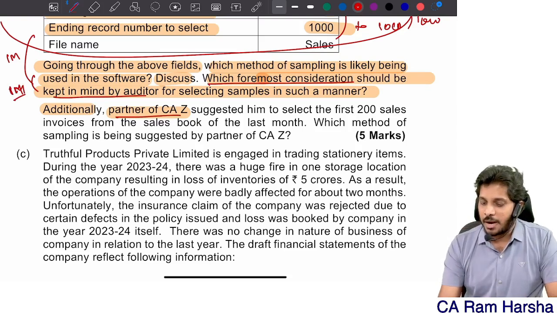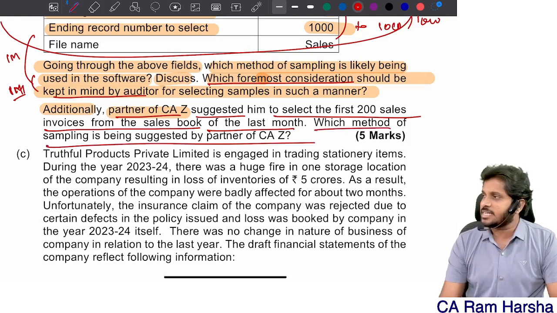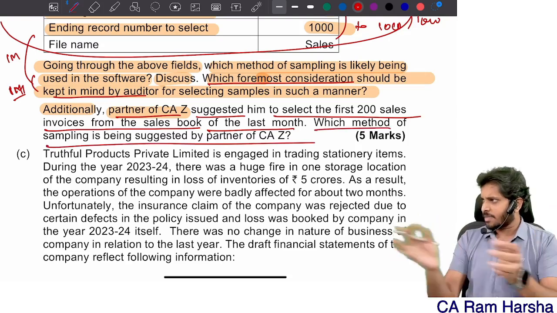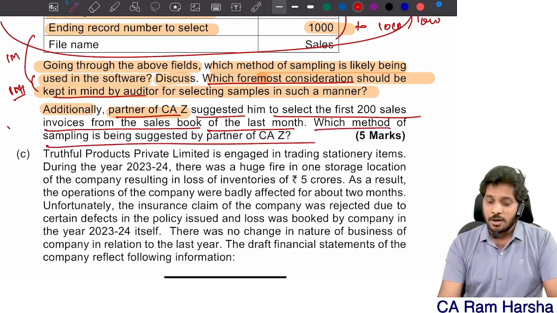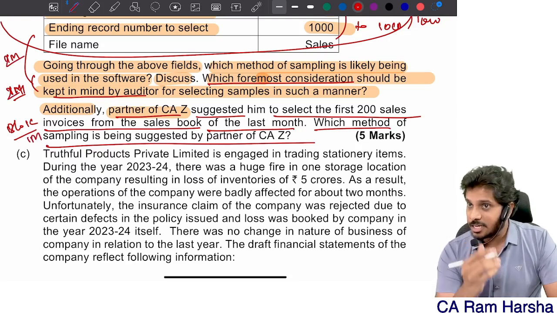Additionally, the partner suggested he select the first 200 sale invoices from the sales book of the last month. Which method of sampling is suggested by the partner? First 200 continuous items: block sampling. So probably this might be 1 mark, this might be 2 marks, this might be 2 marks. In that way it could be.